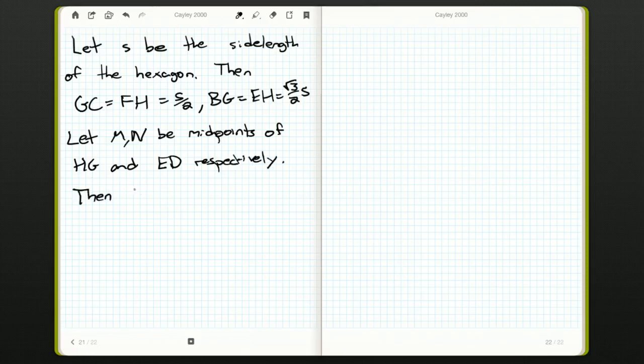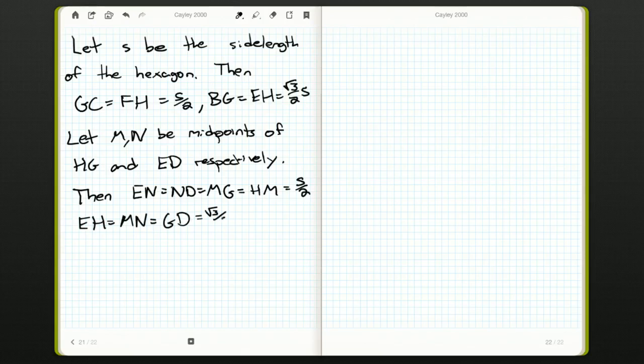So then what can we see? Well, we can see that EN is equal to ND is equal to MG is equal to HM is equal to S by 2. And what do we have? EH is equal to MN is equal to, what have we got here? What was the other one? It was GD. √3 over 2 S.